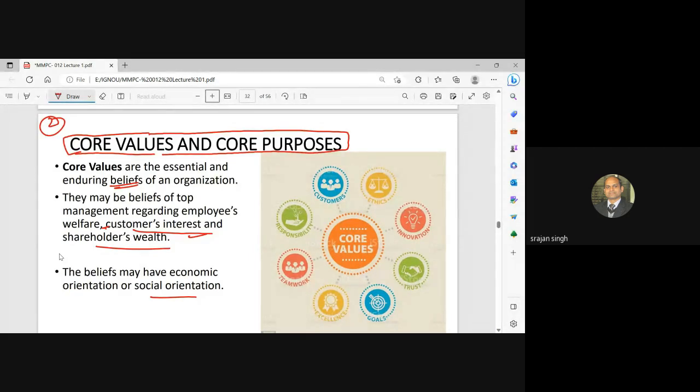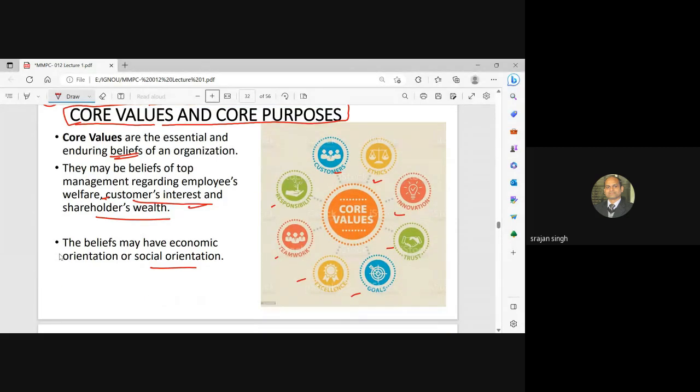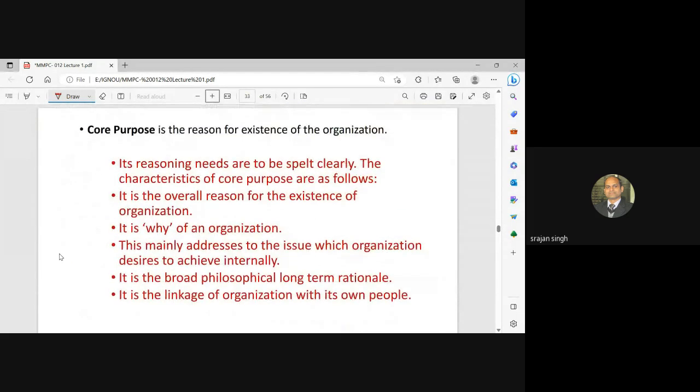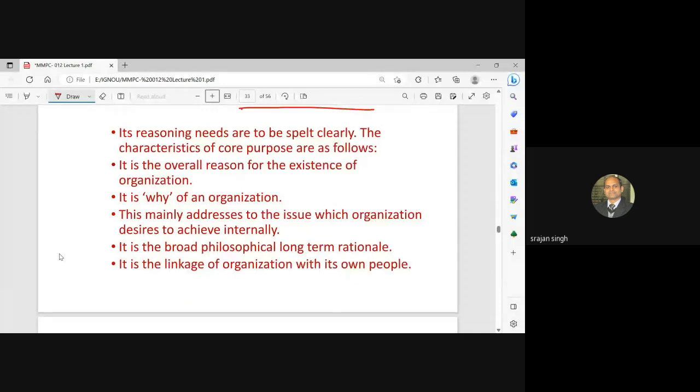Here you can see core values and core purpose in this diagram. Say ethics, innovation, trust, goal, existence, teamwork, and responsibility, and finally customers. Customers are one of the most important stakeholders. Core purpose is the reason for the existence of the organization. Its reasoning needs to be spelled out clearly.